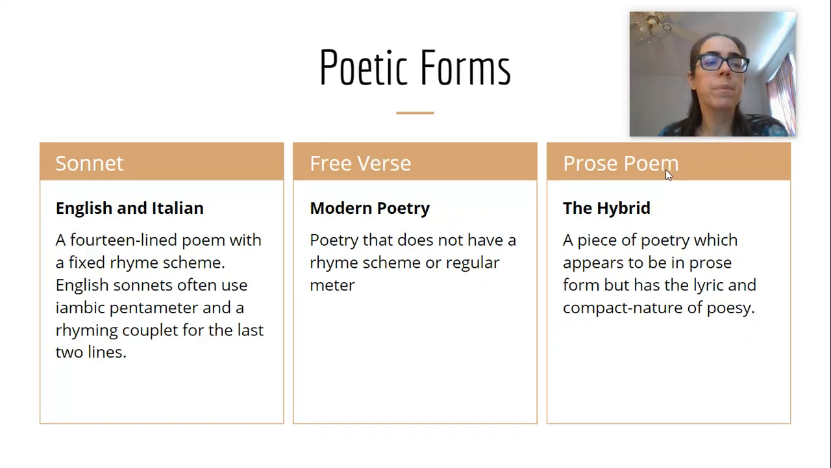Sonnets, they're English and Italian. We're generally going to talk about the English sonnet, where the meter and the rhyme scheme is important. It's a 14-lined poem. It has a fixed rhyme scheme and iambic pentameter in English sonnets, so it's always 5 feet of stressed, unstressed, or unstressed, stressed. And then we are going to attempt to write one of these. It's going to be difficult, but you guys are really great writers, so I believe in you.